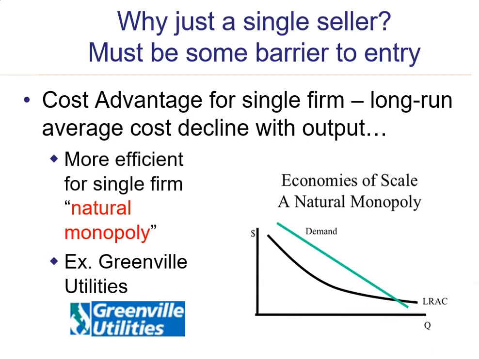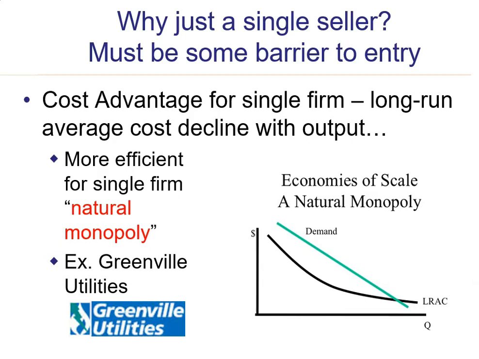So let's go through a few of these situations that could create a single seller. One is there could be a cost advantage to having a single seller. And this would be the case of natural monopoly or having economies of scale. The long-run average cost declines with output. And this is the case for Greenville Utilities. They are the only seller or provider of electricity in Greenville because it's more efficient for only one company to supply electricity to a market.